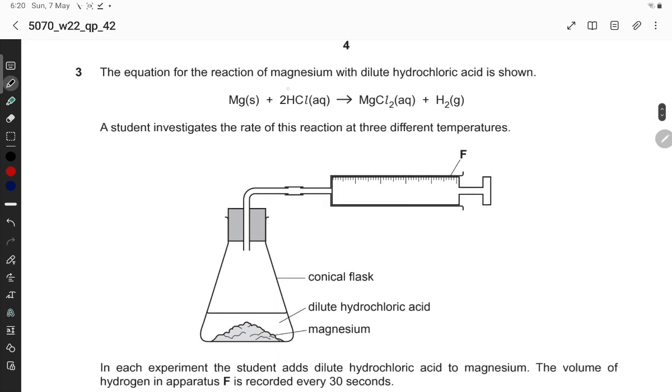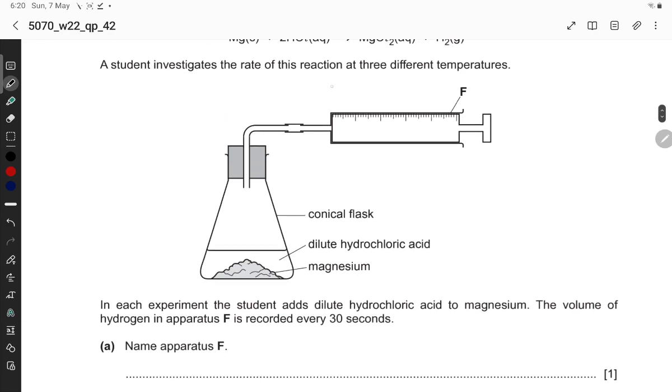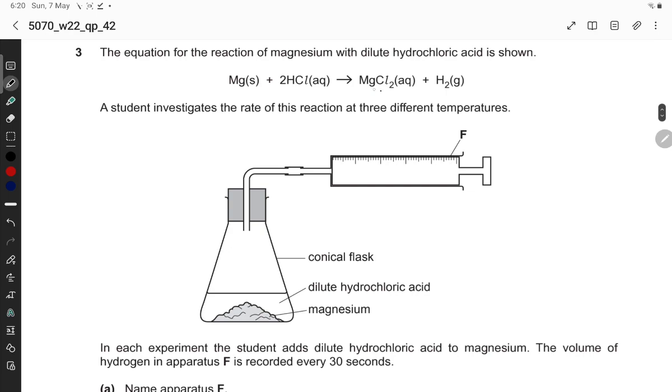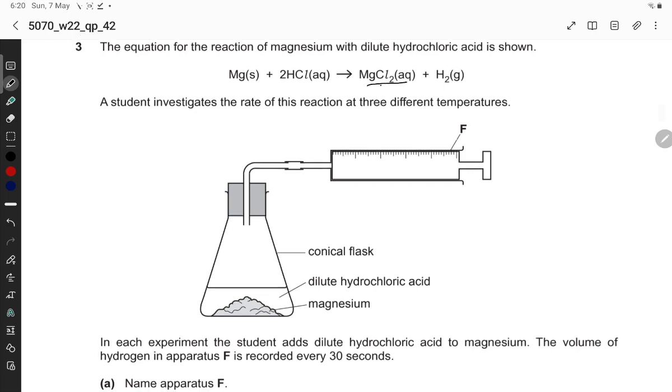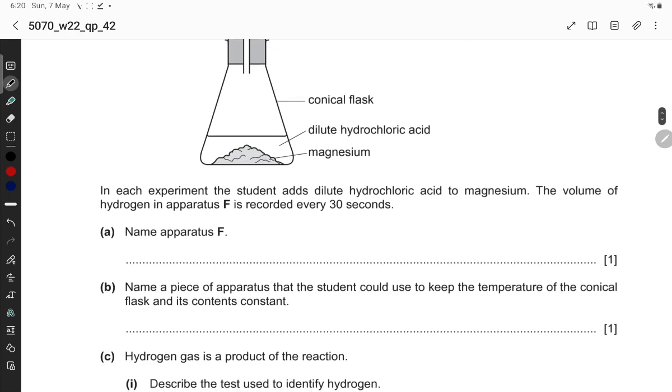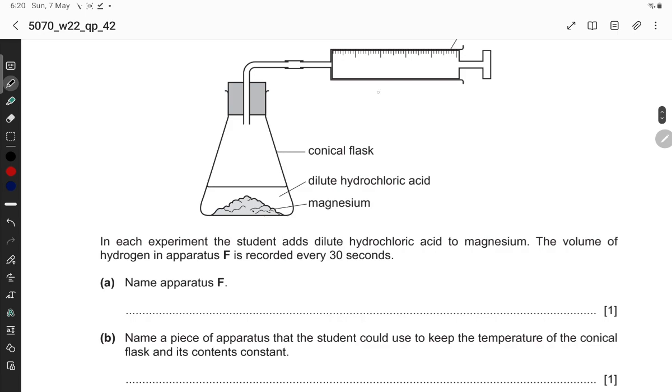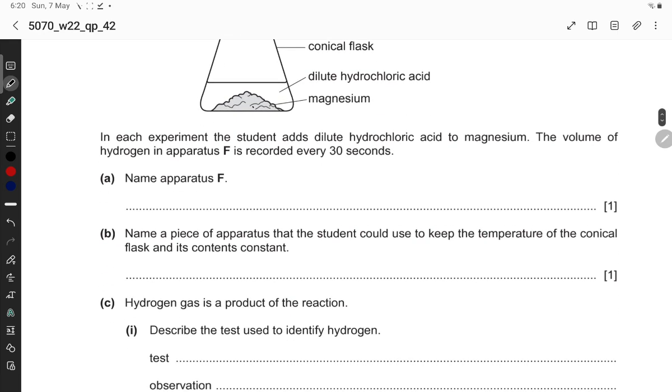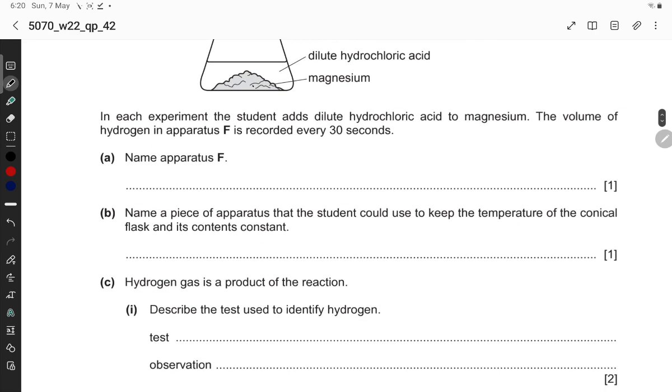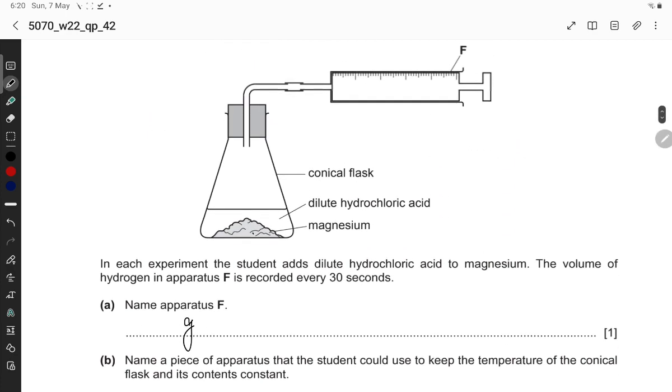The equation for the reaction of magnesium with dilute hydrochloric acid is shown. Magnesium reacts with HCl to form magnesium chloride. A student investigates the rate of this reaction at 3 different temperatures. Conical flask, dilute hydrochloric acid, magnesium, and the gas syringe. In each experiment, the student adds dilute hydrochloric acid to magnesium. The volume of hydrogen in apparatus F is recorded after 30 seconds. Name the apparatus F. This is a gas syringe.